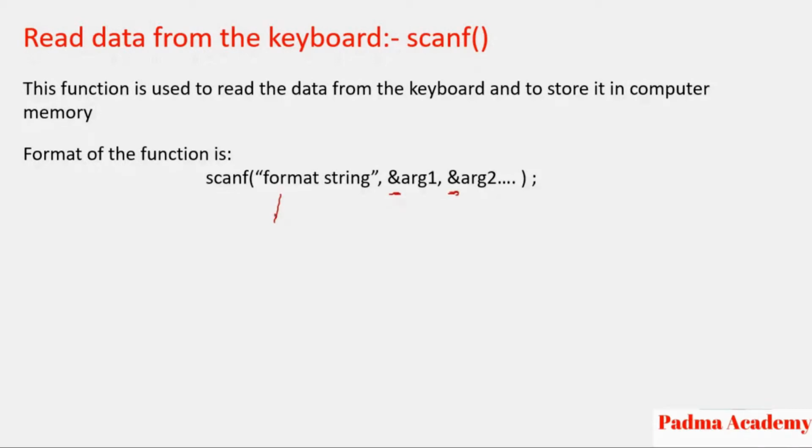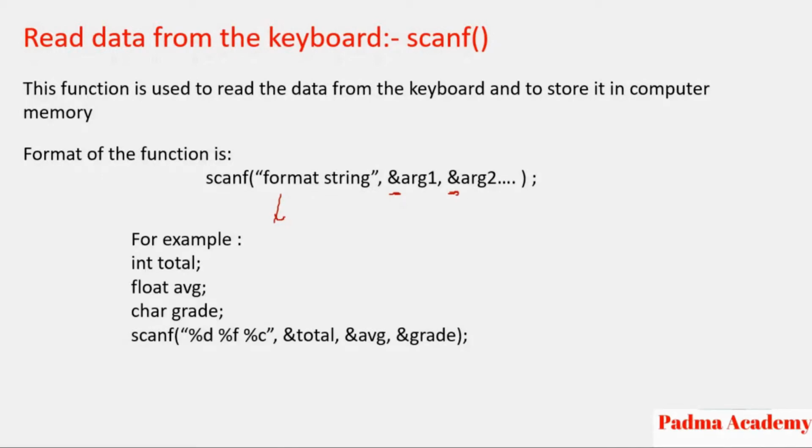In the format string there are only conversion specifiers. Then we will see the example of it. For example, int total, float average, char grade. If you want to take the input from the user and store it in total, avg, grade, you need to define these data types and the variables first. Then you have to write the scanf %d, %f, %c for integer, float and character.